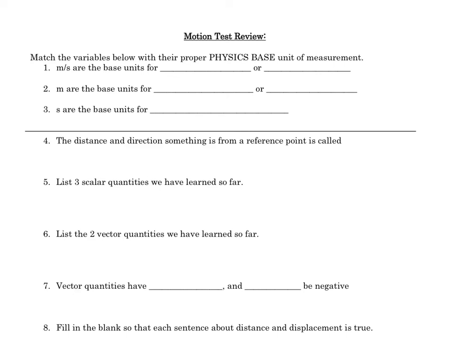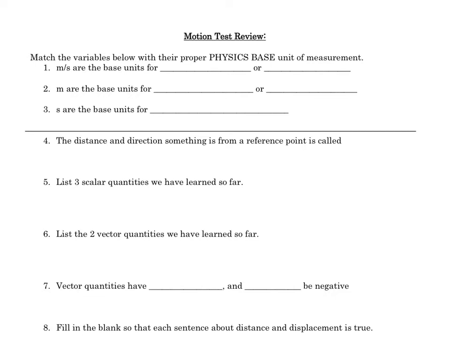All right, here is the test review for one-dimensional motion. We're talking about constant motion. Number 1, 2 and 3, we need to match the variables with their proper base unit. So there are a lot of units that we can use to measure things like speed, velocity, distance, time. But in physics, we're going to use metric units.